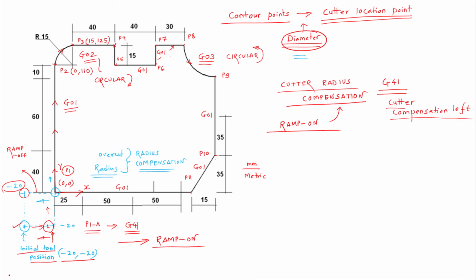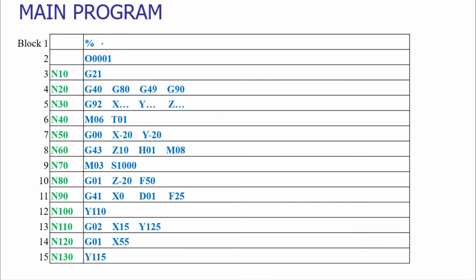So let us move ahead and look at the program. So this is the start of the program, that is a percentage sign. Then the program ID is given here. G21 is designating input in millimeters, the metric system. Then we are providing the usual cancellation cycles such as G40, G80, G49, and we are activating G90. G90, as you know, is absolute programming.